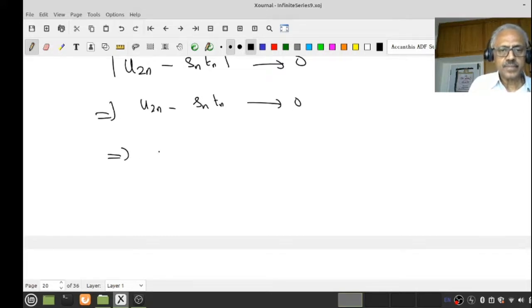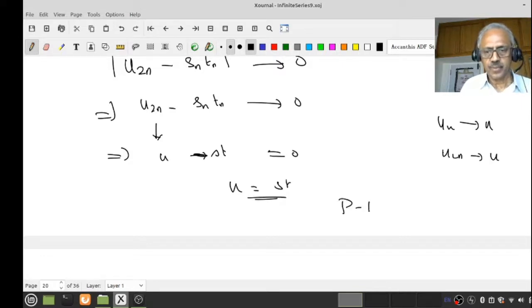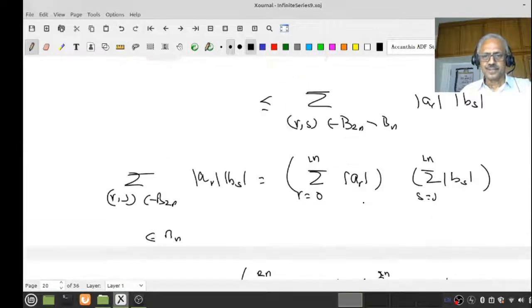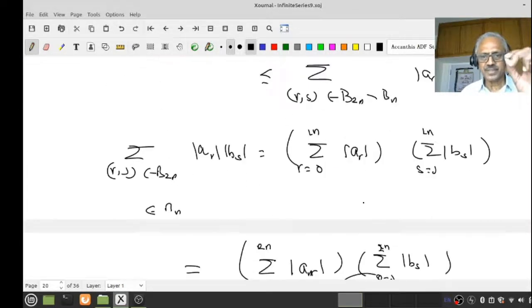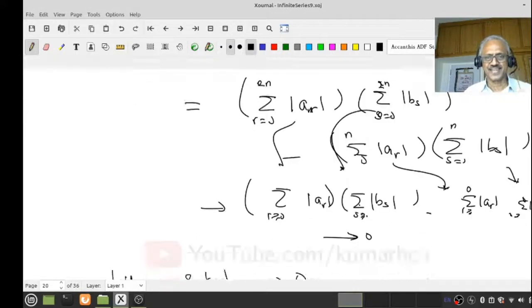But this implies, since u_n converges to u, and u_2n is a subsequence, that will also converge to u. Therefore this converges to u, and s_n converges to s, so s_n t_n converges to st, and the difference is 0, that is u equals st. So we proved the result. Go back, you see how we manipulated this is very easy. Only at the last minute again I needed infinite series, convergence, etc.